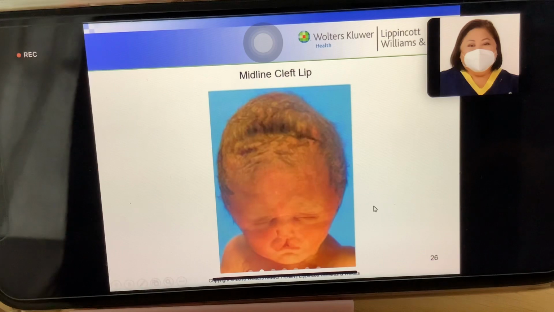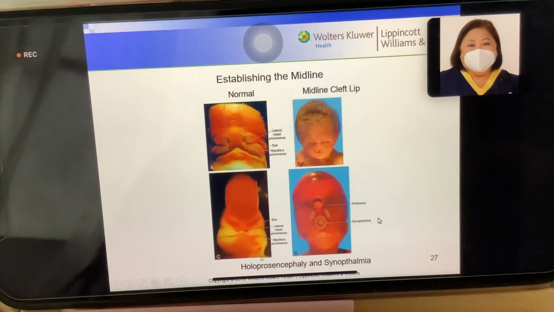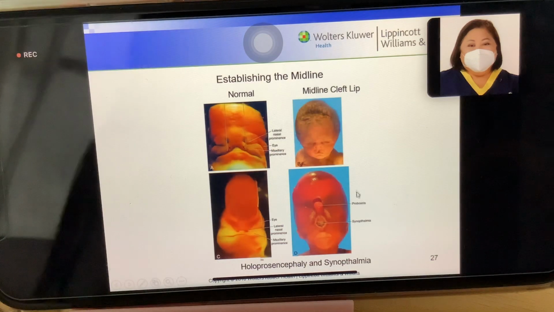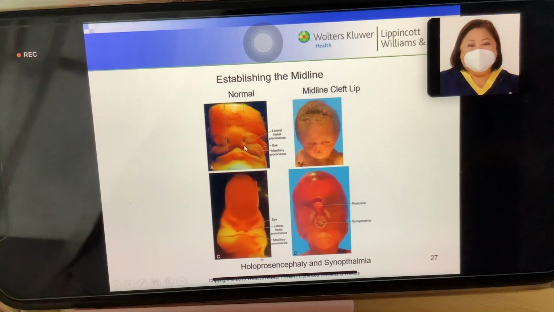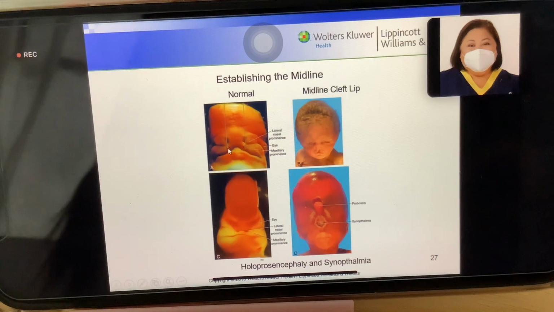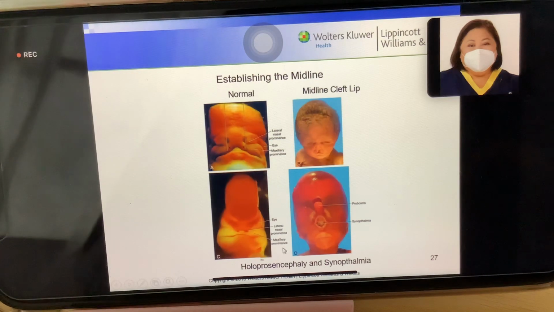So, another picture of midline type of defects. So in ours, it is normal, no? So during the time of development. And then this is median cleft lip. Pity them.